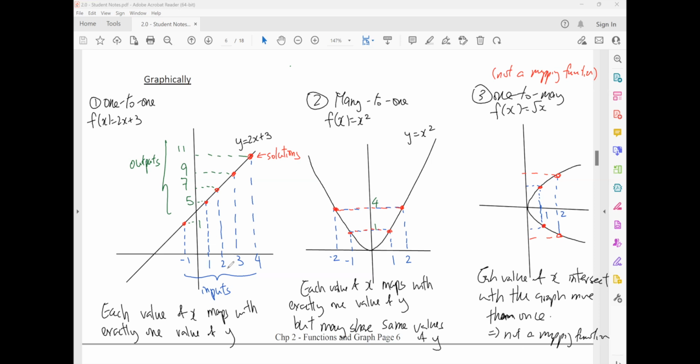So 1, 2, and then when you put 3 in there, there's only one value. When you put -1, there's only one value. When you put -2, there's one value. But for this one, when you put 1 in there, you can see the line will intersect with the black curve twice. So that's not a mapping function.